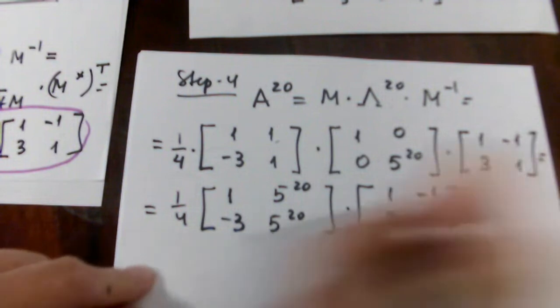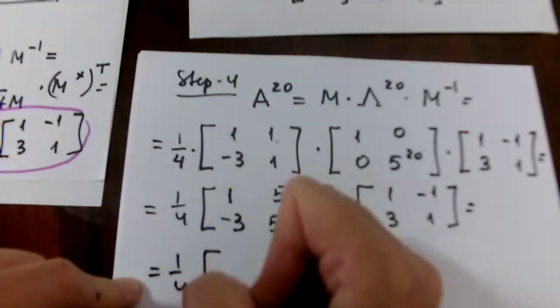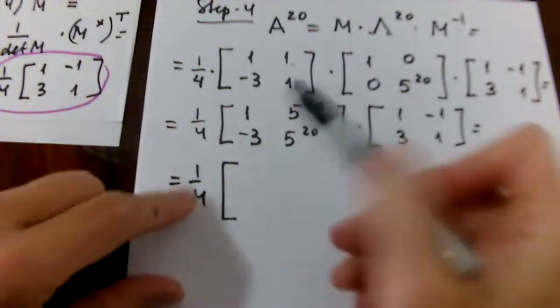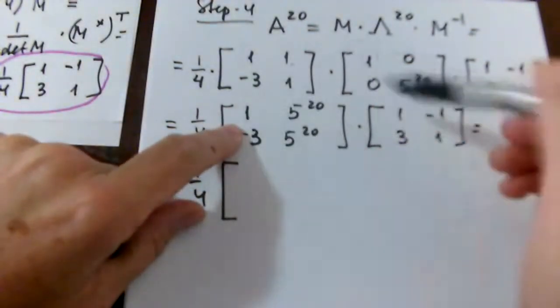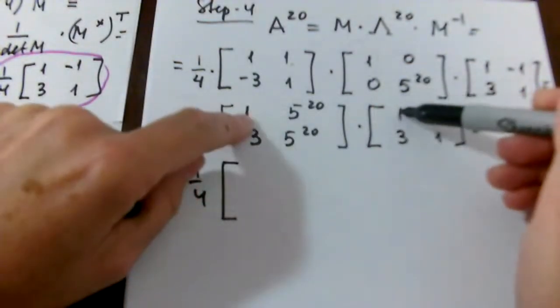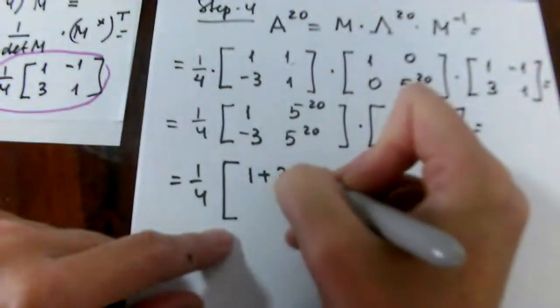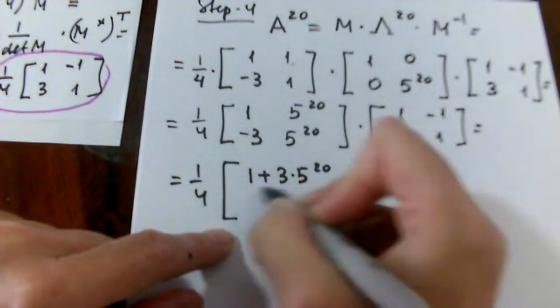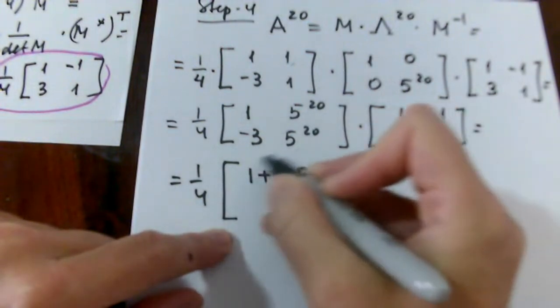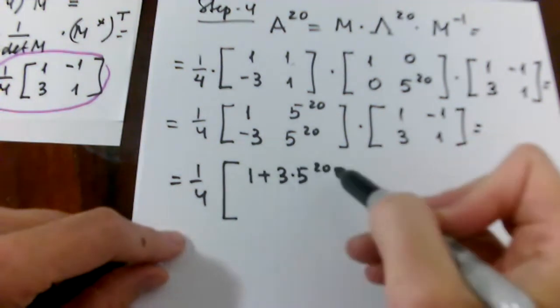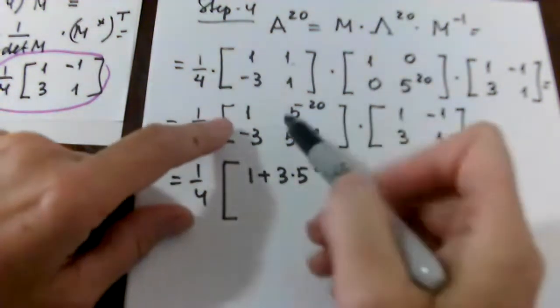Okay, now we need to multiply these 2 matrices. The same process, the same procedure. First row from here, first column from here. So 1 times 1 plus 3 times 5 to 20. And this is our final result. We are not going to simplify it, although it's possible. We don't need to calculate 5 to 20. It will be a terribly big number.